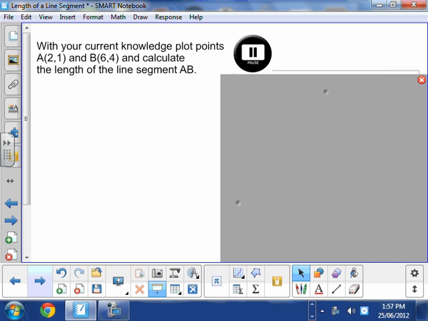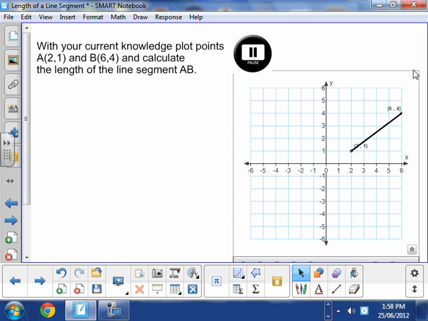The first thing that we wanted to do, we wanted to pause the video and try to figure this out on your own before you continue watching us. Okay, so what do we do? Well, I plotted the points A at 2 and 1 and B at 6 and 4.